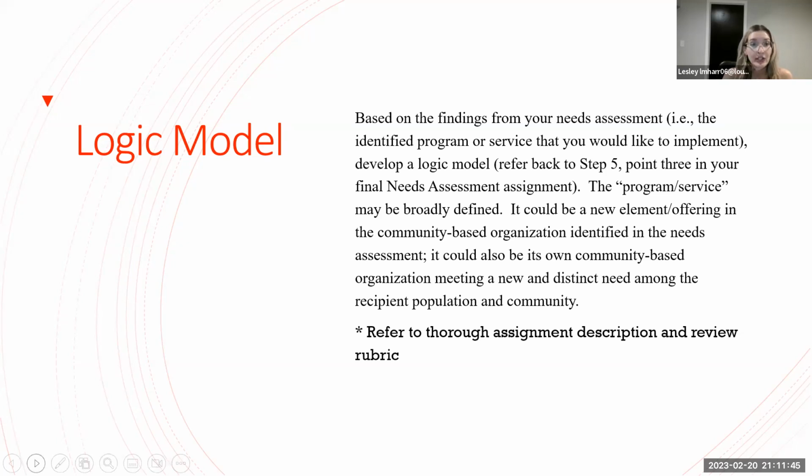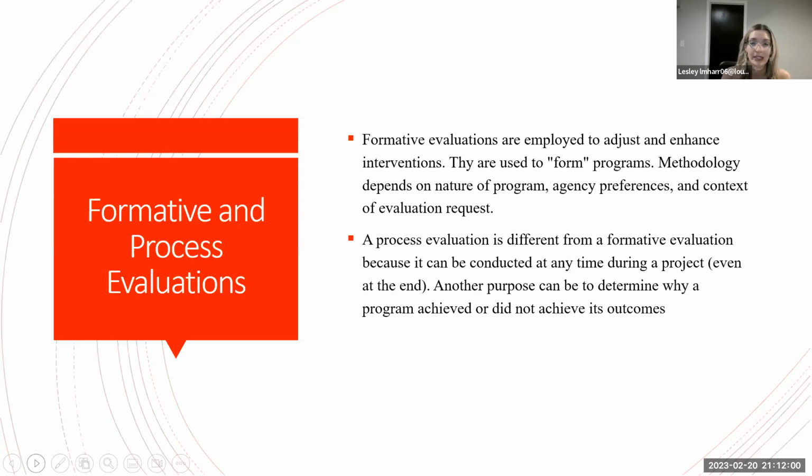There is a very thorough assignment description under our assignments tab. I also have a pre-recorded video that takes you through the entire assignment, plus our rubric, assignment guidelines, and an exemplar logic model from previous years. So please refer to that.